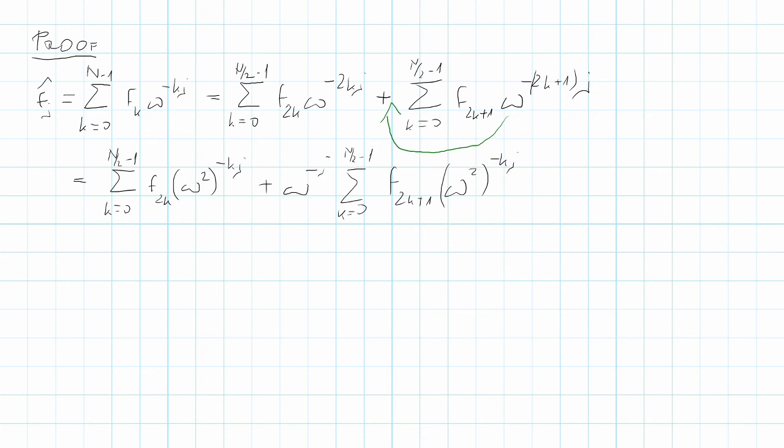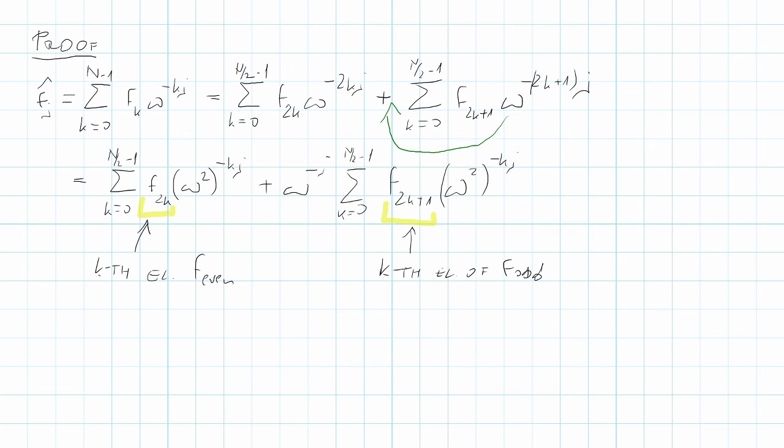But look what we have here. This part and this part. These are nothing else but the coefficients, the entries, the elements of the sequence. This is the kth element of f even, and this is the kth element of f odd.